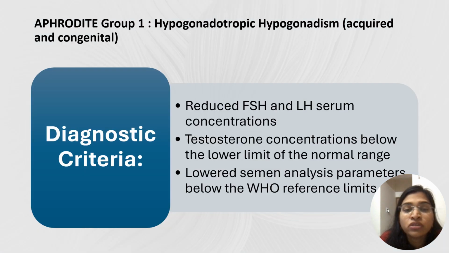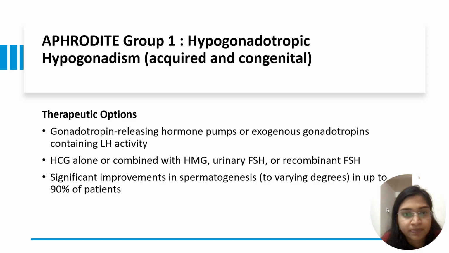Now, diagnostic criteria. Hypogonadotrophic hypogonadism means everything is low. FSH and LH reduced, testosterone concentration reduced below the lower limit of the normal range, semen analysis parameters reduced below the WHO reference limit.